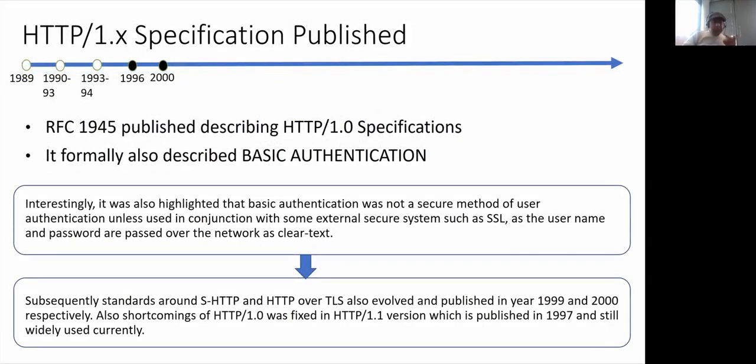Okay, now let's again take a look at the timeline above. In the time bar, you see that in 1996, RFC 1945 was published, which described the HTTP 1.0 specification. And in the HTTP 1.0 specification, you also see basic authentication. So you can go to RFC 1945 and read it. RFC is a good source of information. If you want details about anything related to security, I highly recommend that you read RFCs. They give you very authentic and precise information. So RFC 1945 described HTTP 1.0 and also described basic authentication.